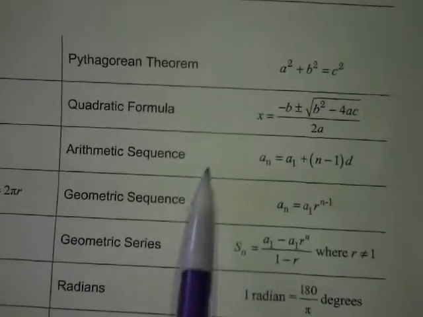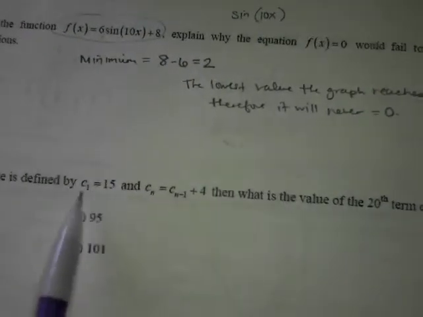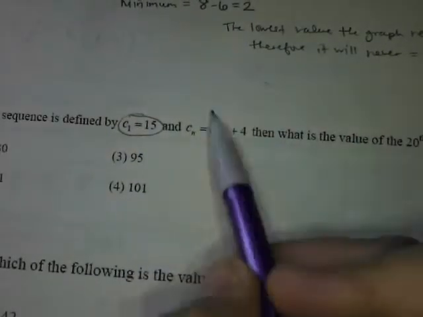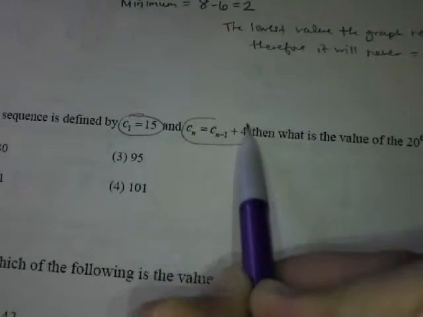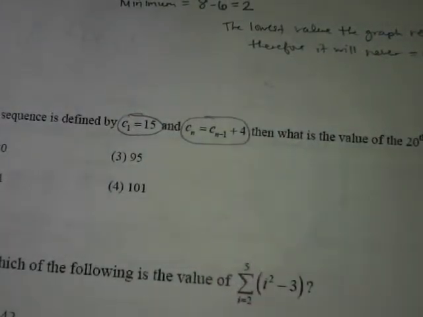Okay. So this first one, a sequence is defined by C sub 1 equaling 15 and C sub n equaling C sub n minus 1 plus 4. So first of all, is this arithmetic or geometric?